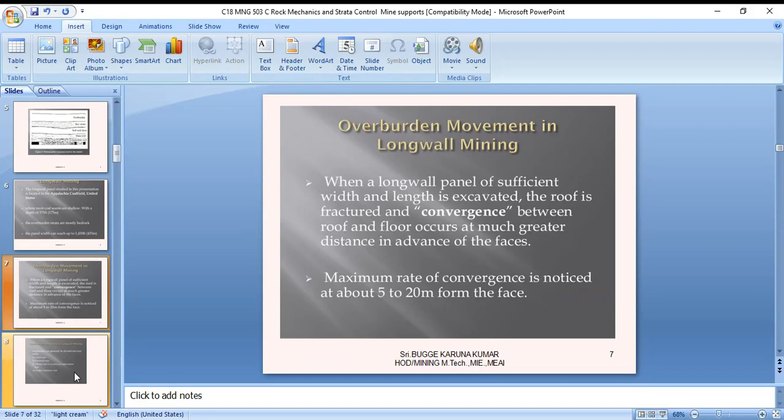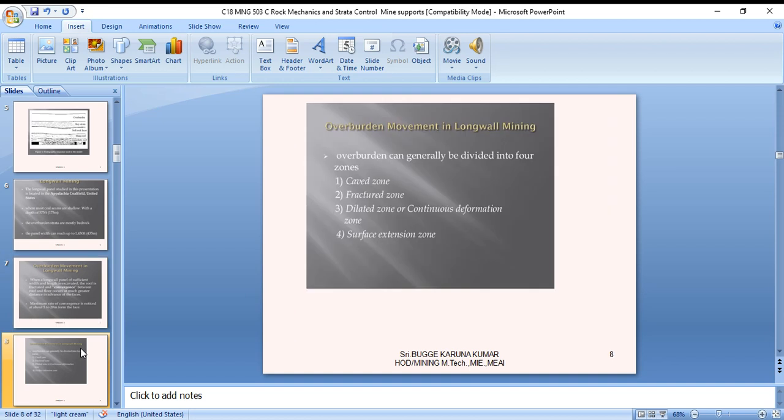So when a longwall panel of sufficient width and length is excavated, the roof is fractured and the convergence between the roof and floor occurs at a much greater distance in advance of the face. The maximum rate of convergence is noticed at about 5 to 20 meters from the face. So, overburden movement in longwall mining.